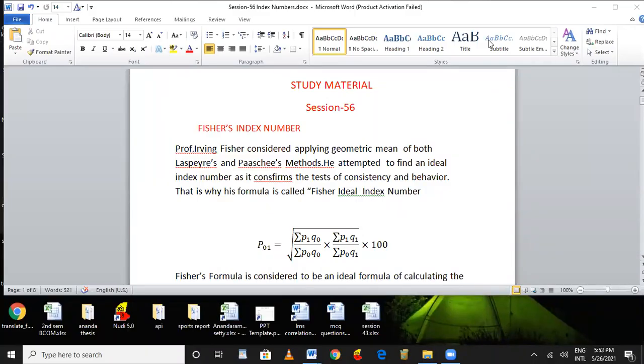Good morning, friends. Session 56, Fisher's index number. Professor Irving Fisher considered applying the geometric mean of both Laspeyres and Paasche's methods. He attempted to find an ideal index number as it confirms the tests of consistency and behavior.